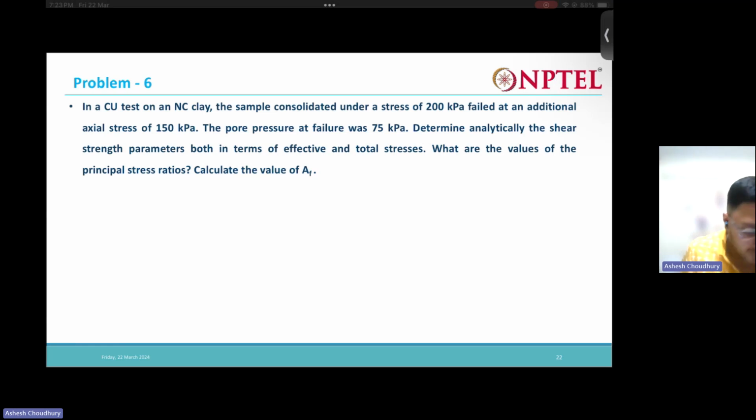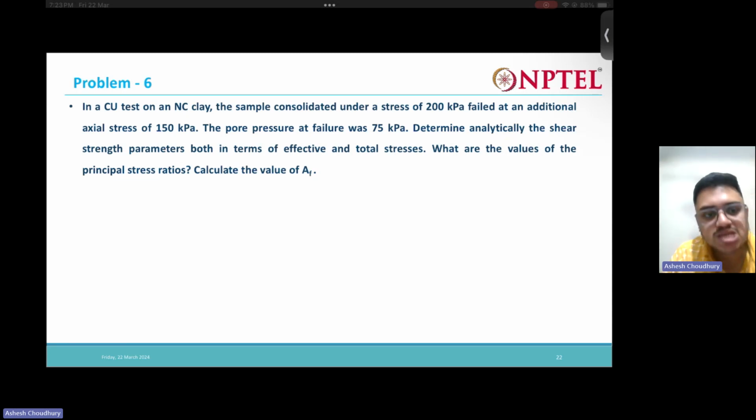And now the next problem. In a CU test on an NC clay, a normally consolidated clay, the sample consolidated under a stress of 20 kPa and failed at an additional axial stress of 150 kPa. Okay, sigma 3 and your sigma d is given. The pore pressure at failure was 75 kPa. Determine analytically the shear strength parameters in terms of both effective stress and total stress, that means c, phi, c prime, phi prime, all these four values you need to find out.